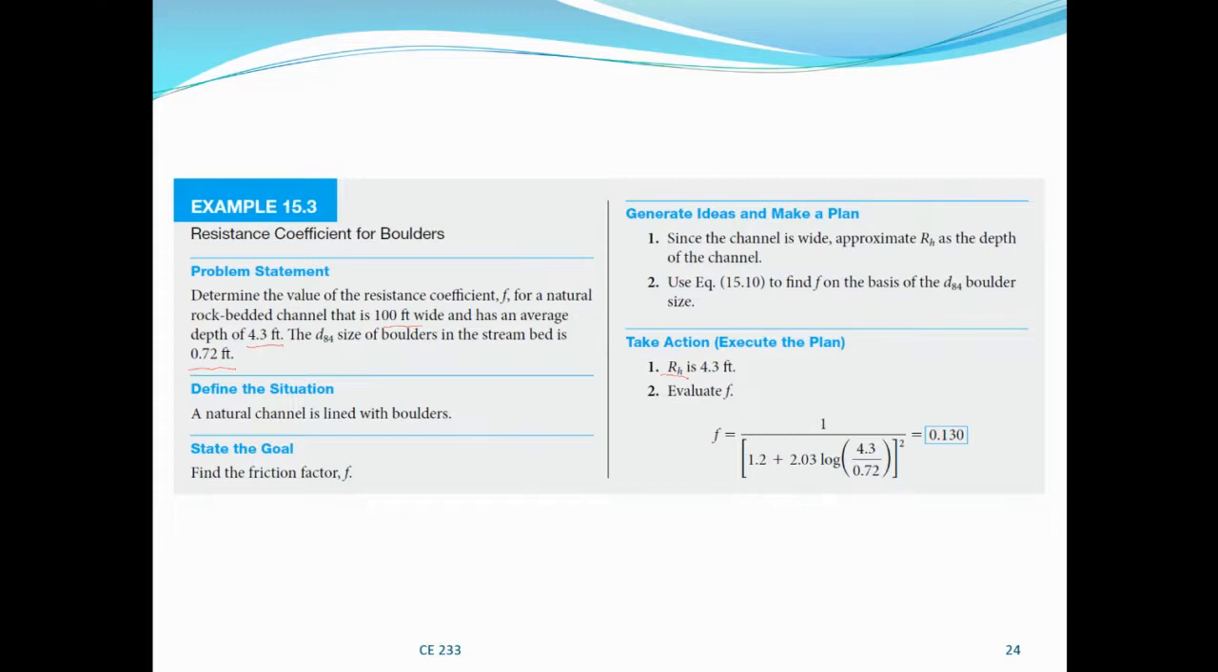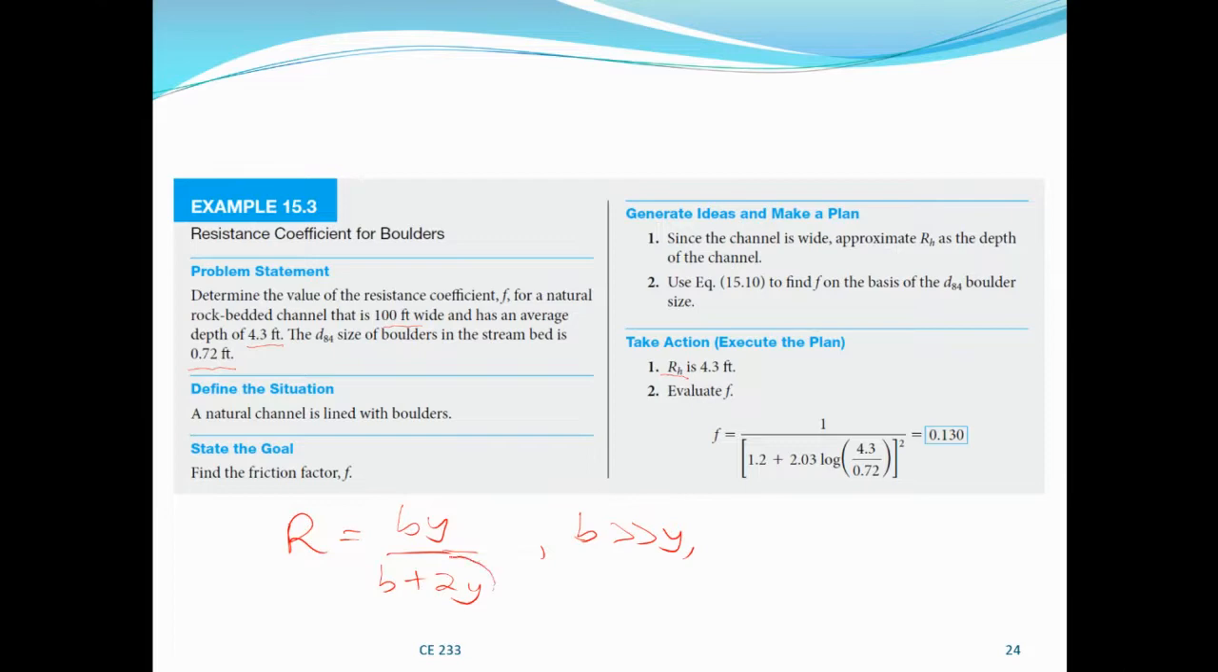And here, since it is wide, because for wide channels, the hydraulic radius for a rectangle is by over b plus 2y. But for wide channels, b is far greater than y. Okay, for wide channels, the width is far greater than the depth.